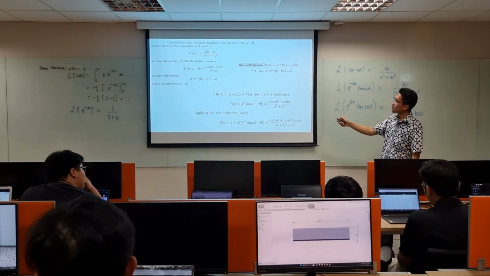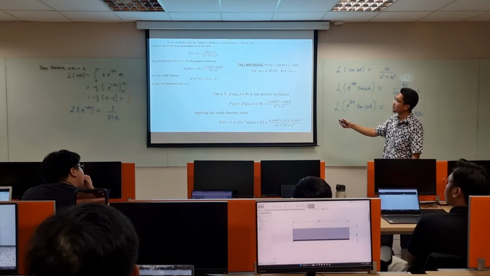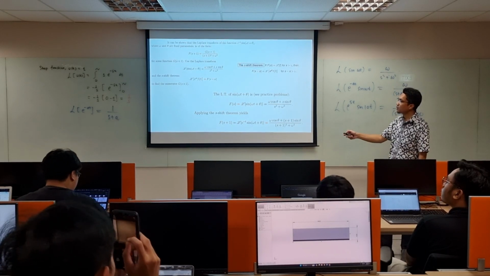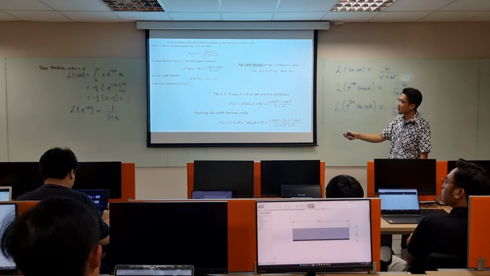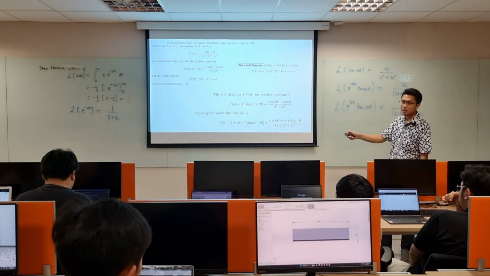We want to find out the Laplace transform of this one: e to the minus t times sine of omega t plus phi. But the problem already gives you the Laplace transform of sine of omega t plus phi, which is this one.